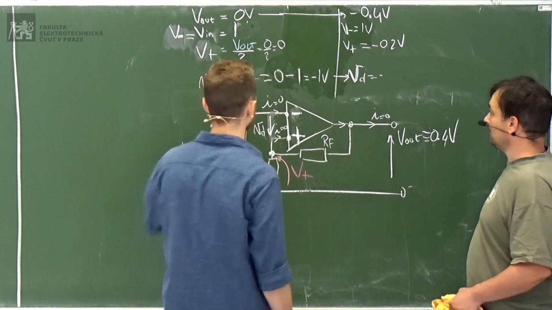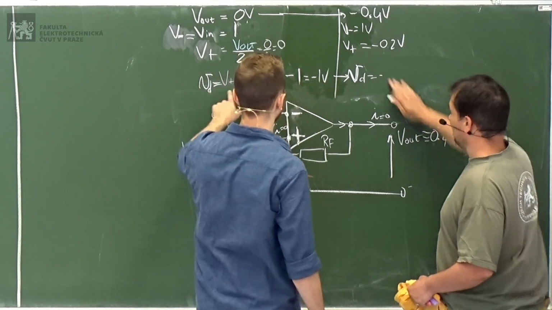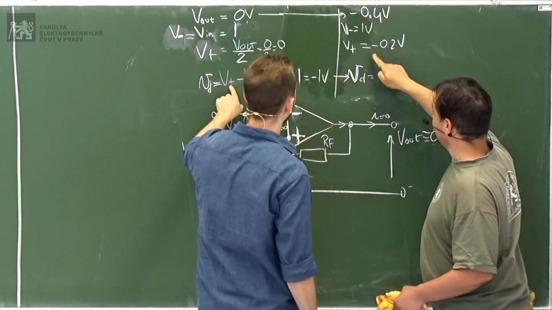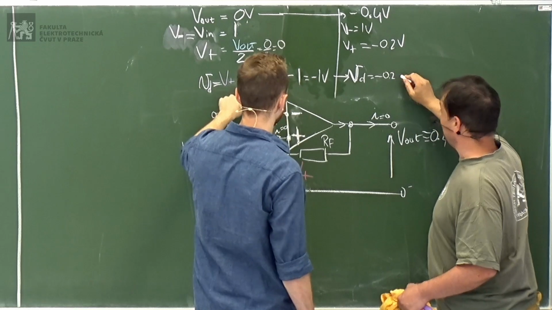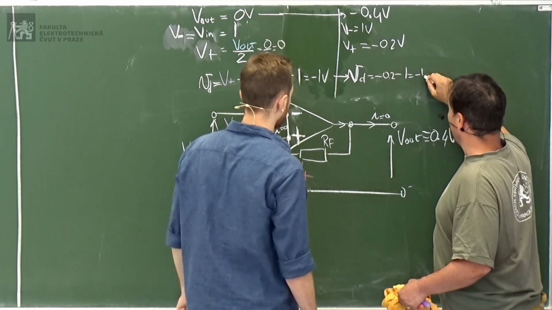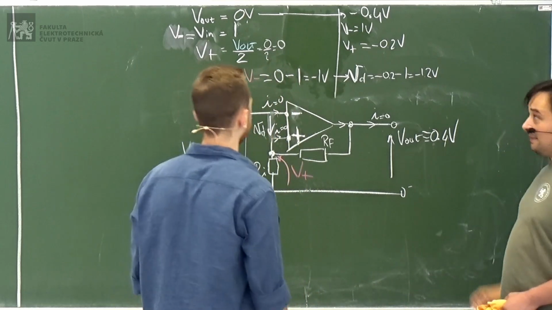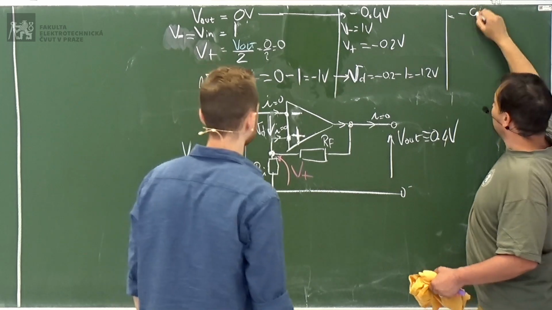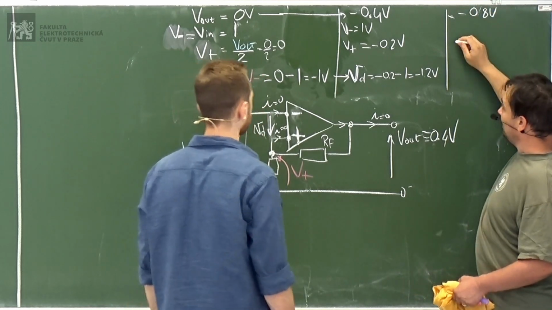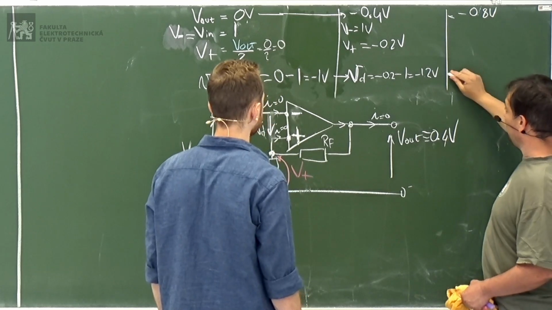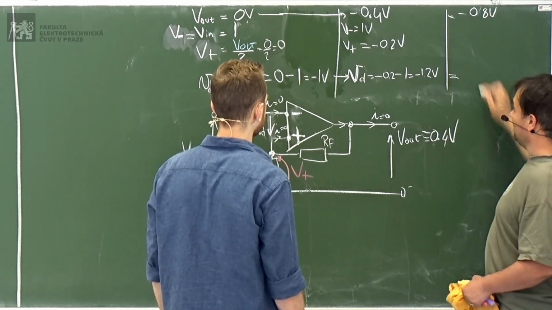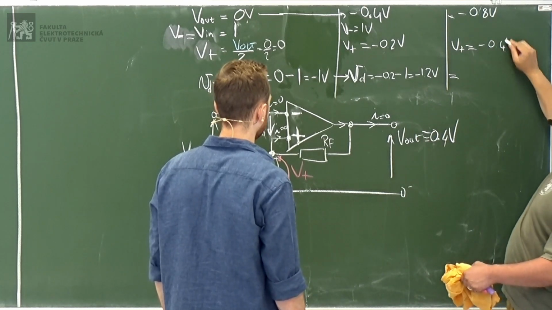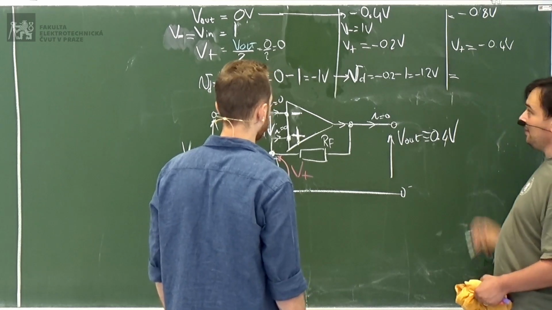Sorry, let me just see. So it's going to be 1 minus negative 0.2, so it's going to be 1.2. It's V plus, so it's negative 0.2 minus 1. Minus 1 is negative 1.2. Correct? Yes. Then it says, okay, the V plus will be negative 0.4, and the difference between them will be negative 1.4.